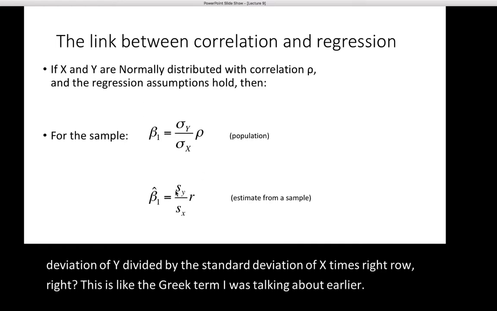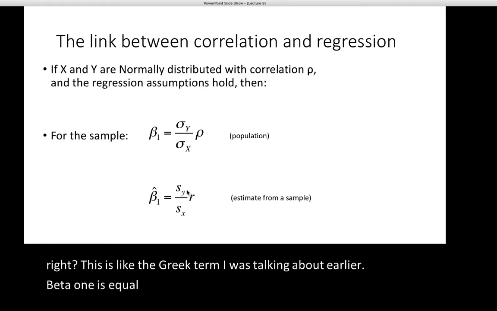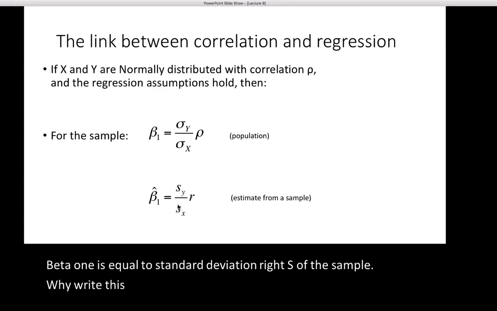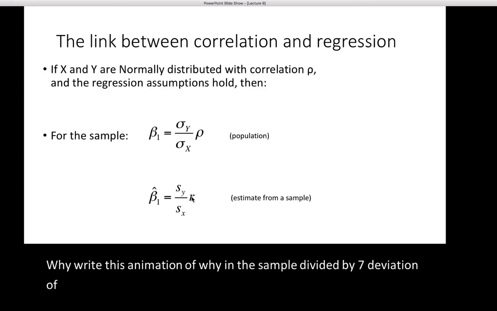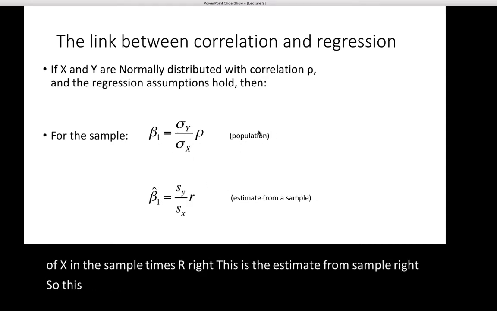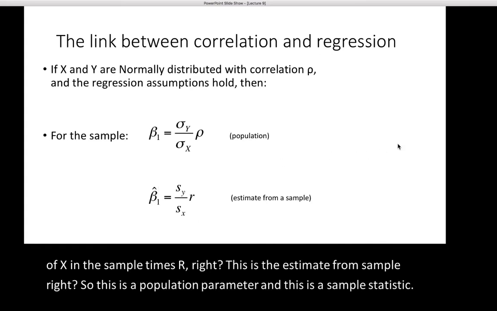Beta 1 is equal to the standard deviation S of Y in the sample divided by the standard deviation of X in the sample, times R. This is the estimate from a sample. So this is a population parameter and this is a sample statistic, the beta 1 with the hat.